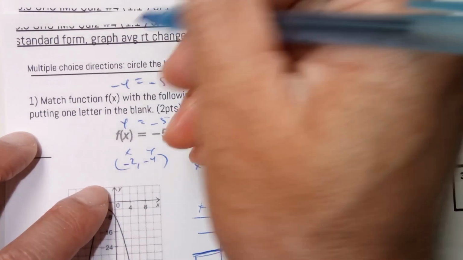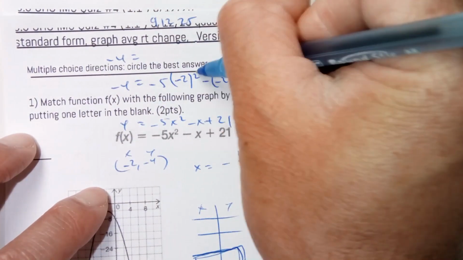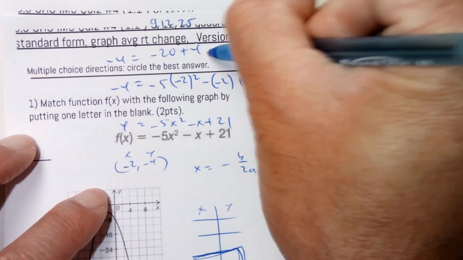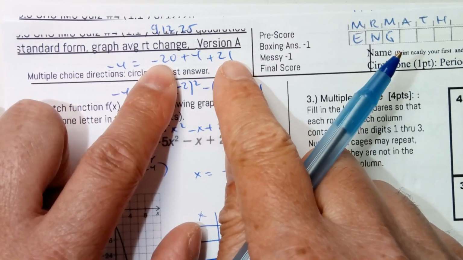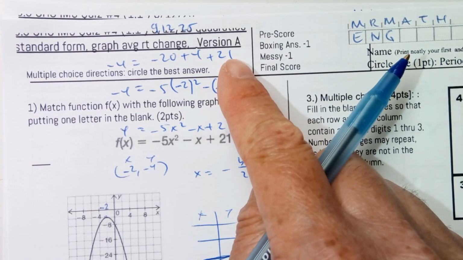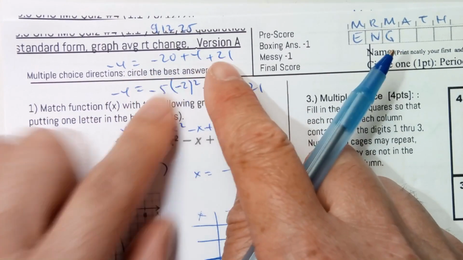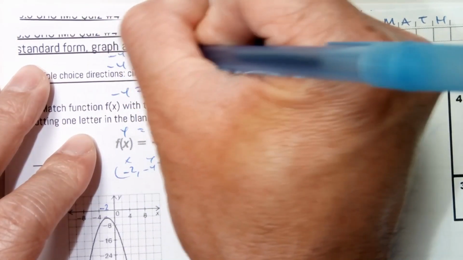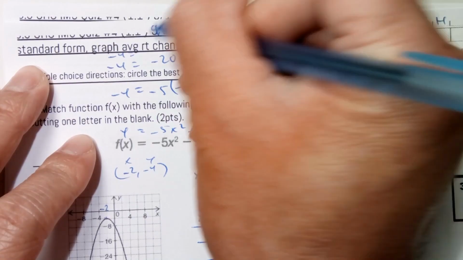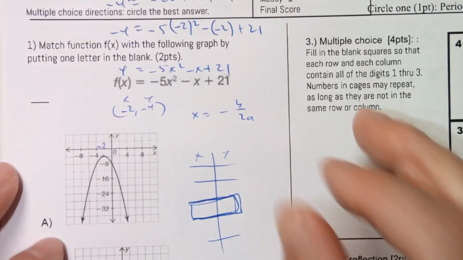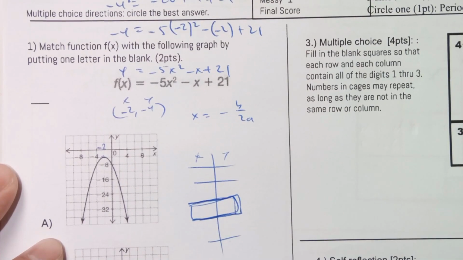I have -4 equals 4 times -5 is -20 plus 4 plus 21. That gives us 1, and 1 plus 4 is 5. So that'd be -4 equals 5, which would be false. Okay, so let's try this one. That one looks like to be 0 and say 21.